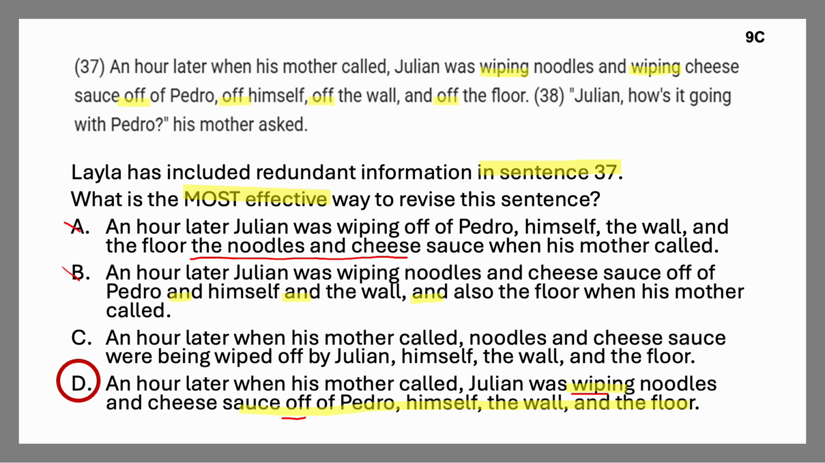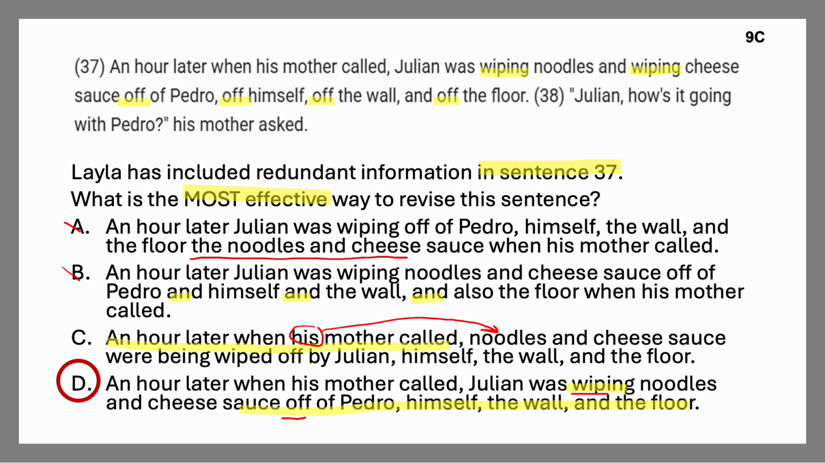And then C, an hour later when his mother called, noodles and cheese sauce were being wiped off of Julian, himself, the wall, and the floor. This is also a sentence organization that makes things unclear. When you have a phrase like "an hour later when his mother called," right after this comma, I need my subject. So his mother, but it makes it sound like the noodles and cheese is him, instead of Julian.